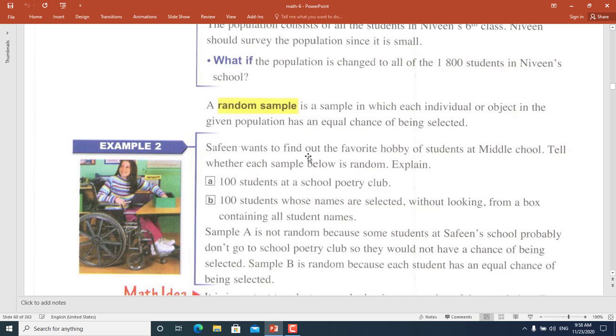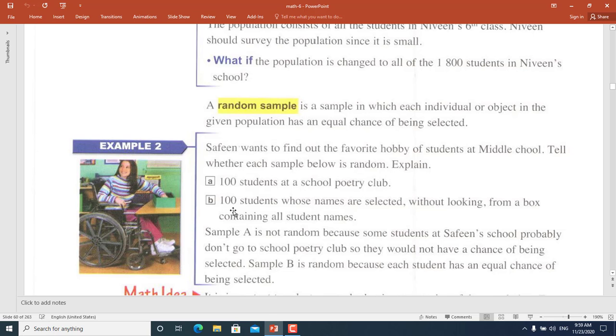Safin wants to find out the favorite hobby of students at a middle school. Tell whether each sample below is random. Explain. A: 100 students at the school poetry club. So it's not a random sample. Why? Because the students who are not in the poetry club don't have any chance to be selected. So it's not a random sample, because in a random sample all students must have the same chance to be selected.